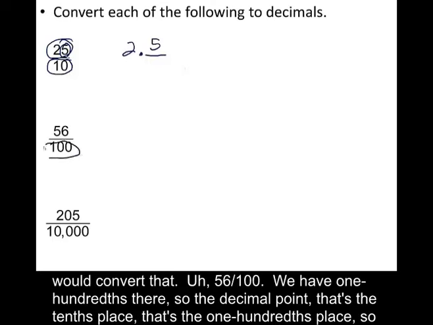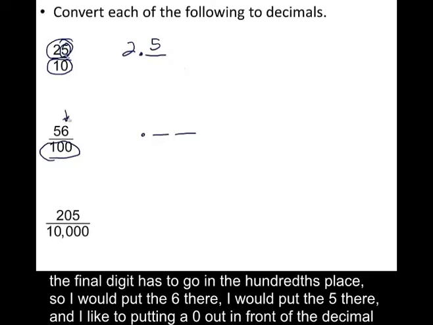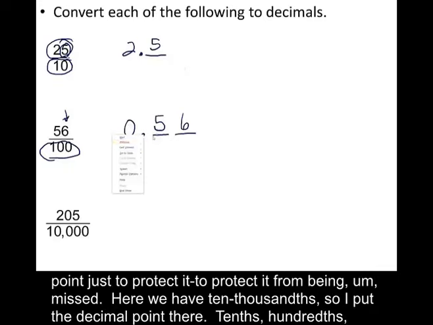56 hundredths. We have hundredths there, so the decimal point, that's the tenths place, that's the hundredths place, so the final digit has to go in the hundredths place, so I would put the 6 there, I would put the 5 there, and I like putting a 0 out in front of the decimal point just to protect it from being missed.